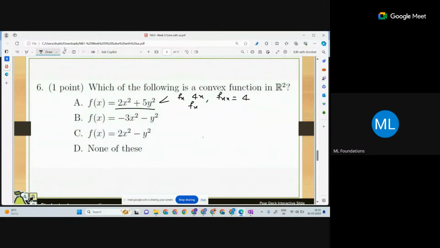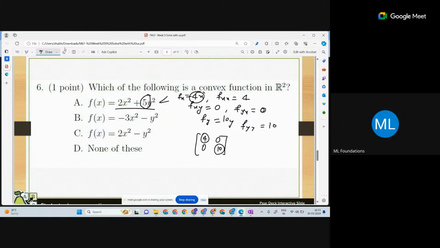Now f suffix xy is going to be 0, as this is the derivative with respect to y. Similarly, this one could be either xy or yx. It is a polynomial, so it is commutative, so it is going to be 0, or you can find it with respect to y then x. And now yy: the partial derivative with respect to y is going to be 10y, and the double derivative is going to be 10. So the Hessian matrix is 4, then xy which is 0, yx which is 0, and yy which is 10. So this is a diagonal matrix, and both are positive.